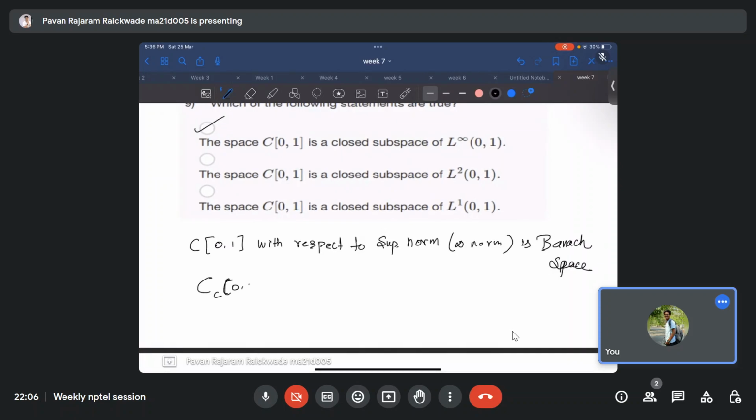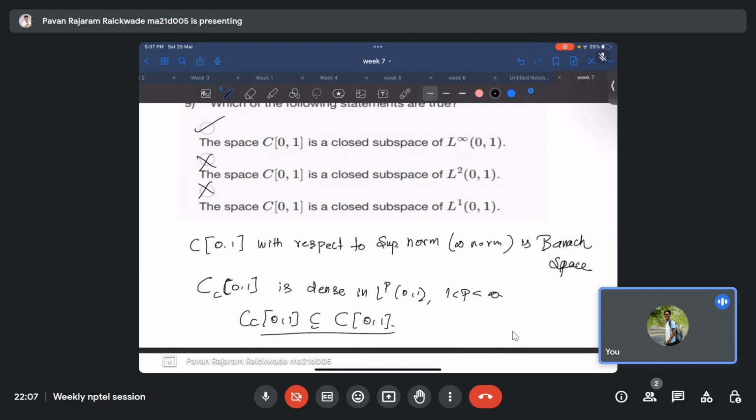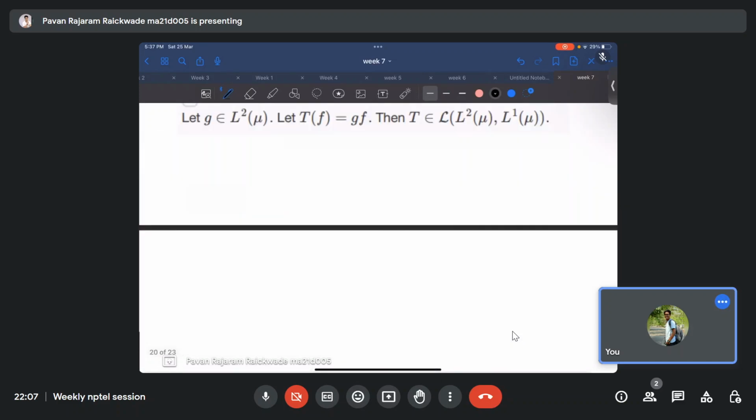The space of all continuous functions with compact support is dense in L^p[0,1], for p strictly less than infinity, and C_c[0,1] is contained in C[0,1]. So C[0,1] cannot be closed. These two options are wrong. So question number 9 is settled.